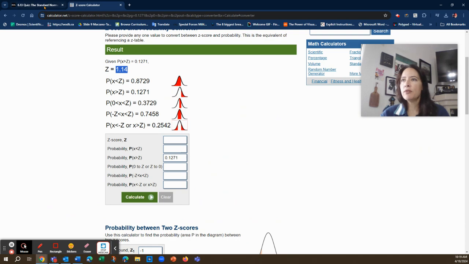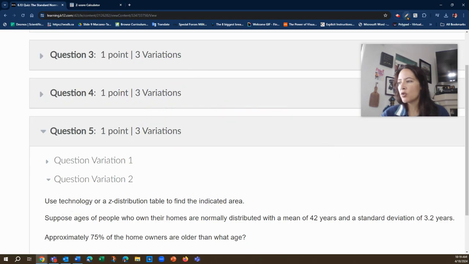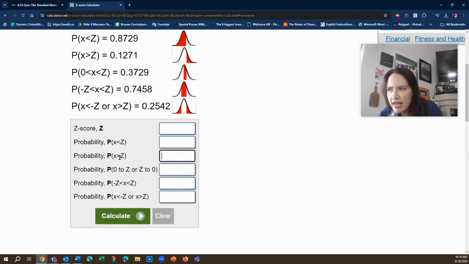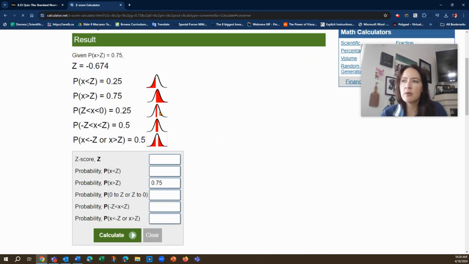All right, but over here, let's see again, we have 42, 3.2, and 75%. So first we need this. This is all we're going to do. We're not going to use any of this just yet. So to use technology, we know 75% older. So we're going to go here. That's the percentages inside. We're going to now make that X older 0.75. Calculate. That will give us our z-score.